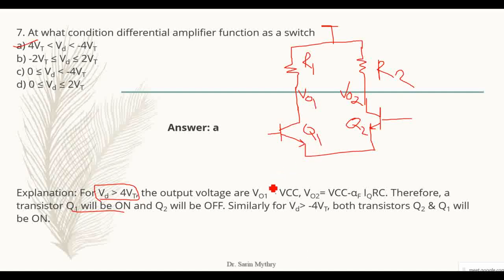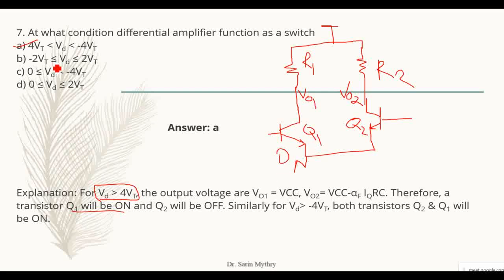So now your VO1 is equal to VCC and VO2 is equal to VCC minus alpha F IQ into RC. Therefore, because of this one, your Q1 will be turned on and Q2 is going to be off. Whenever the Q1 is turned on, only one transistor is going to be turned on.